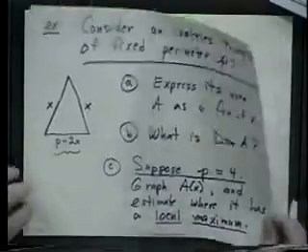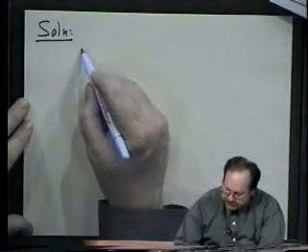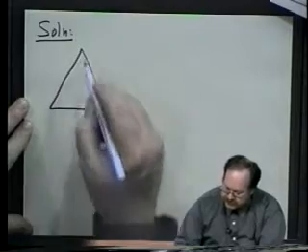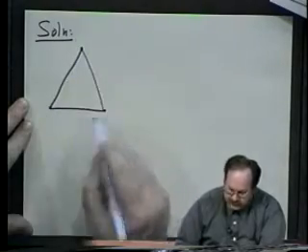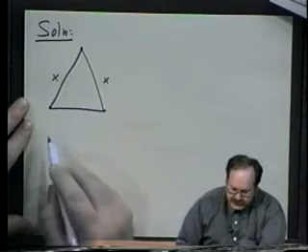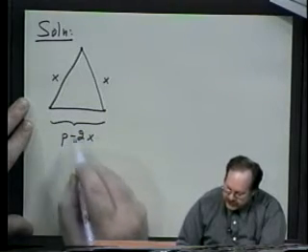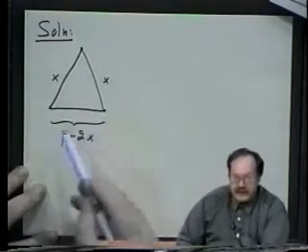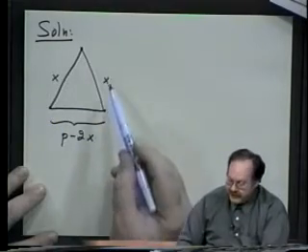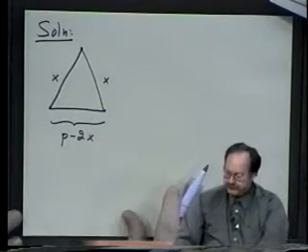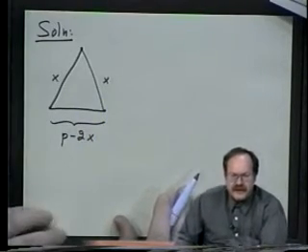Okay, let's start looking at this. Solution. First thing I'm going to do is redraw that picture, because I know it's going to have bearing on what I'm doing. So here's my picture. Here's the three vertices. This is x and this is x. This distance down here I've labeled P minus 2x, because the known distance around is P, a fixed constant, and I subtract away 2 x's, that is. Okay, so there's my isosceles triangle.